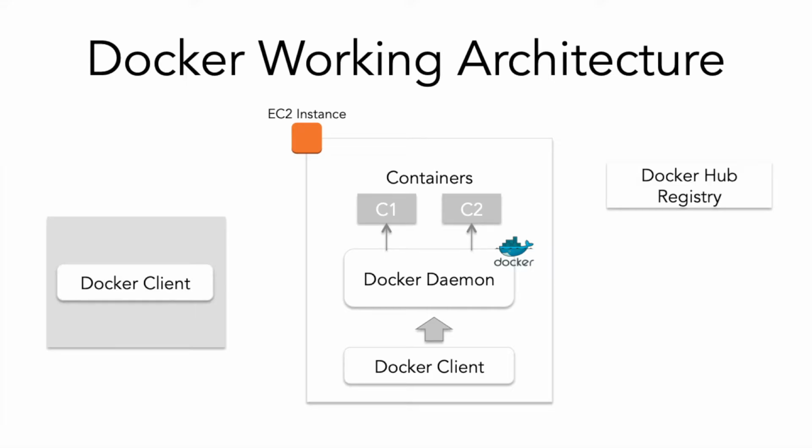So this is our Docker working architecture. As we have already discussed, we'll launch an EC2 instance and we'll install Docker daemon there. If you install Docker daemon, we'll get Docker client by default. Then we'll set up Docker Hub registry, which can be used by the Docker client to push and pull images from. Also, I'll install Docker client in my personal laptop.